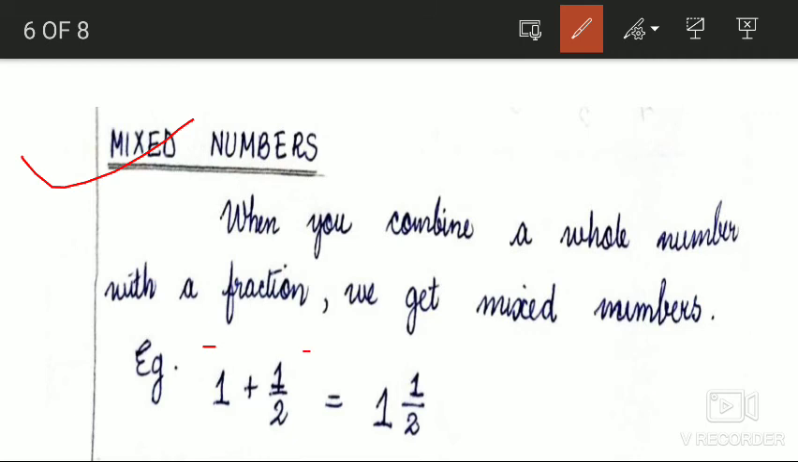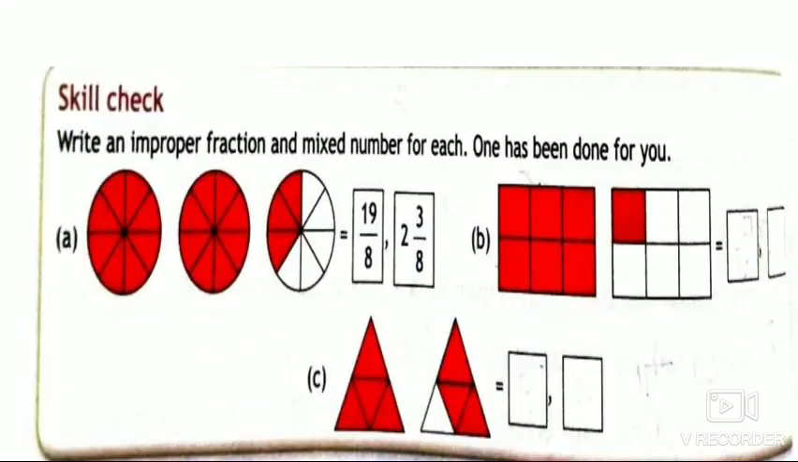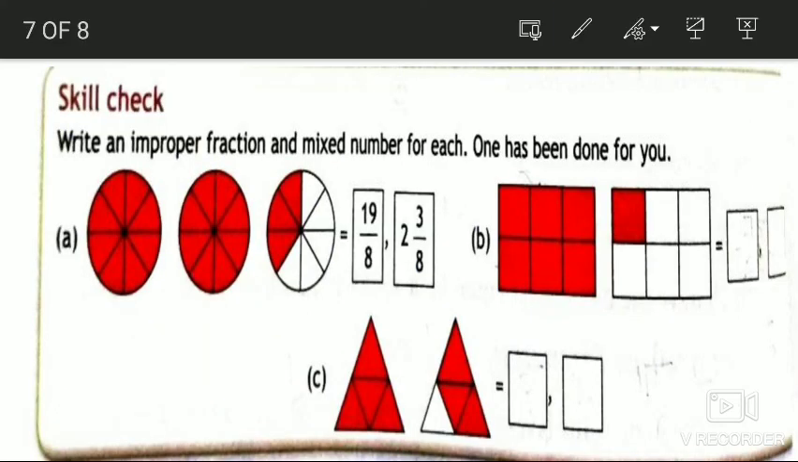If we combine a whole number with a fraction, we will get a mixed number, 1 1 by 2. You have to copy this in your notebook. This is skill check from your textbook. No need to copy down in your notebook, but complete it in your textbook, all right?